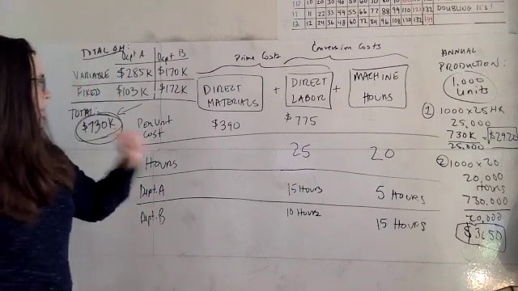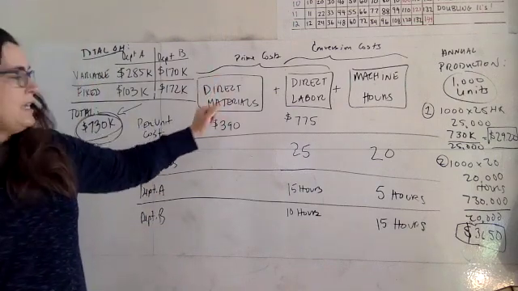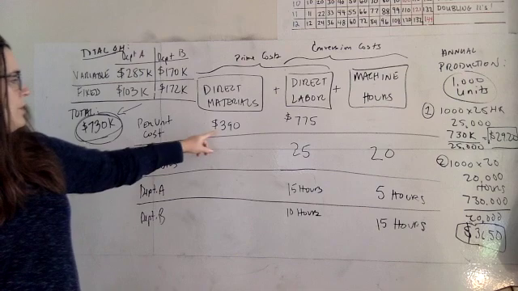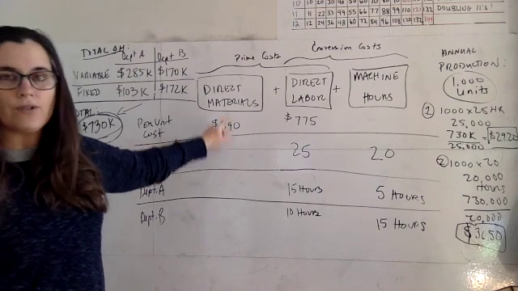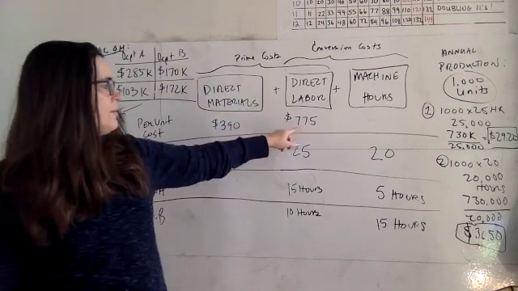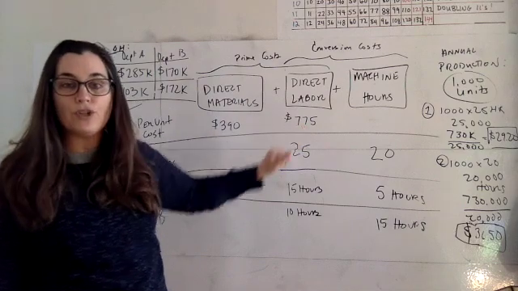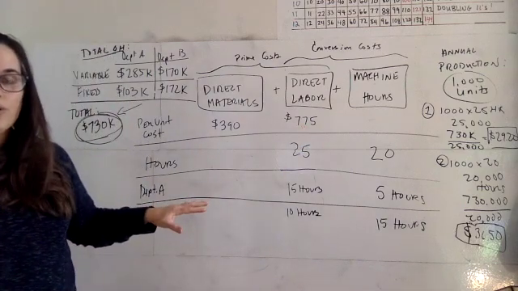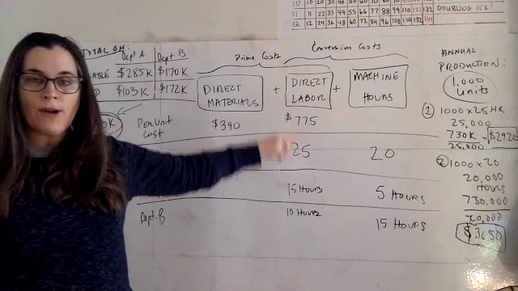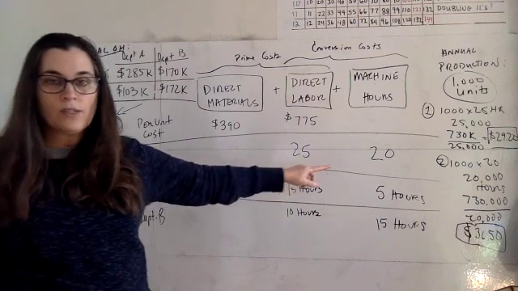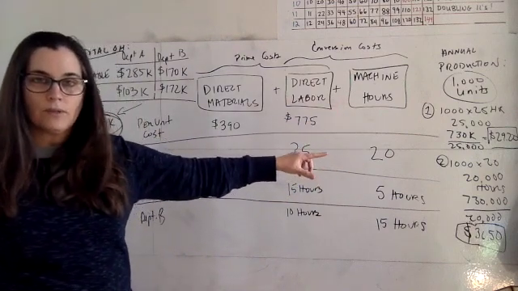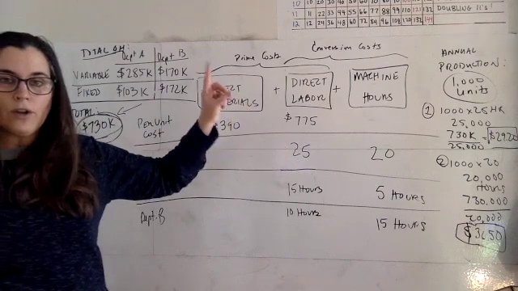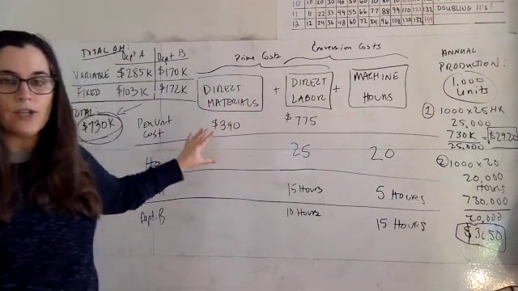Now, the problem that we're given, we're told each auto steering system has a per unit cost of $399 of direct materials. And then we're told direct labor is $775 per unit. We're also told that it takes 25 labor hours to put together one of these units and 20 machine hours, okay? So one auto steering unit requires this information.